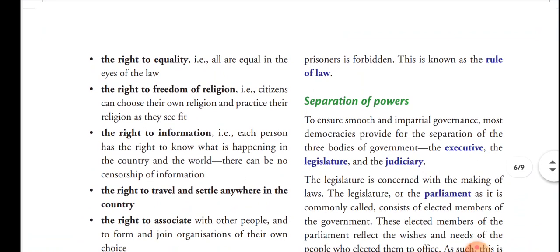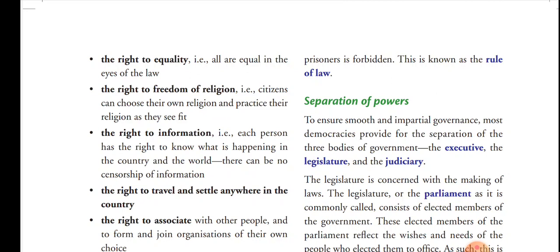Next one is right to equality. Here all are equal in the eyes of law. Means there is no discrimination. All are equal in the eyes of law. Means there is no discrimination on the basis of these. Even the prime minister or president, they all are equal in the eyes of law.